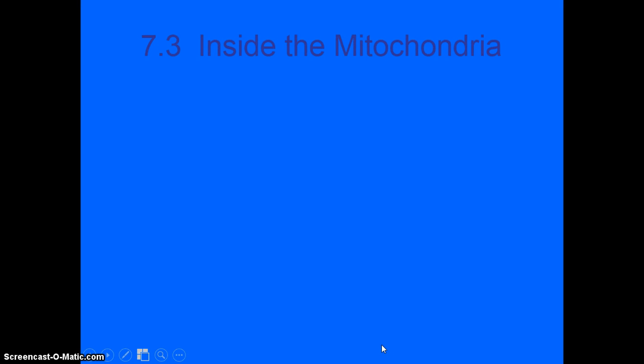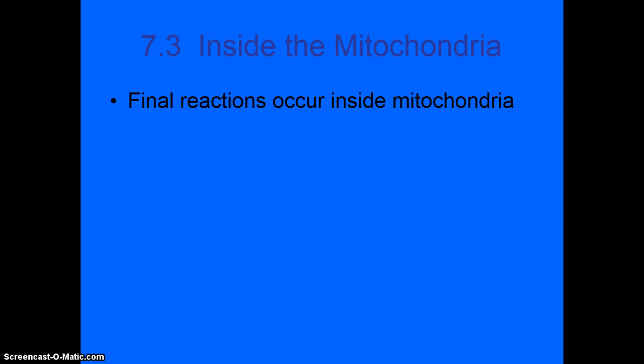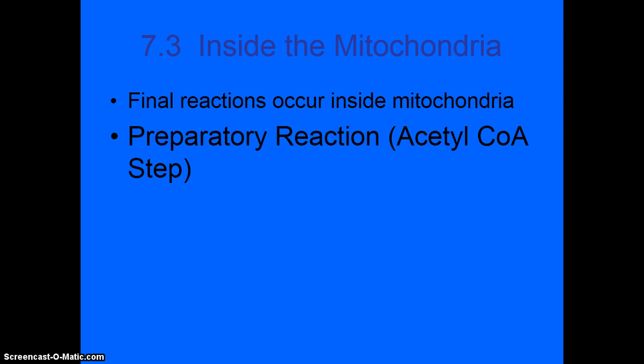Okay, so the last lecture ended with 7.2 covering the steps of glycolysis, which happened in the cytoplasm, in the cytosol around the mitochondria. We're going to look at what's going on inside the mitochondria to finish cellular respiration. The final reactions do occur inside the mitochondria. The one we're going to focus on first is the preparatory reaction.